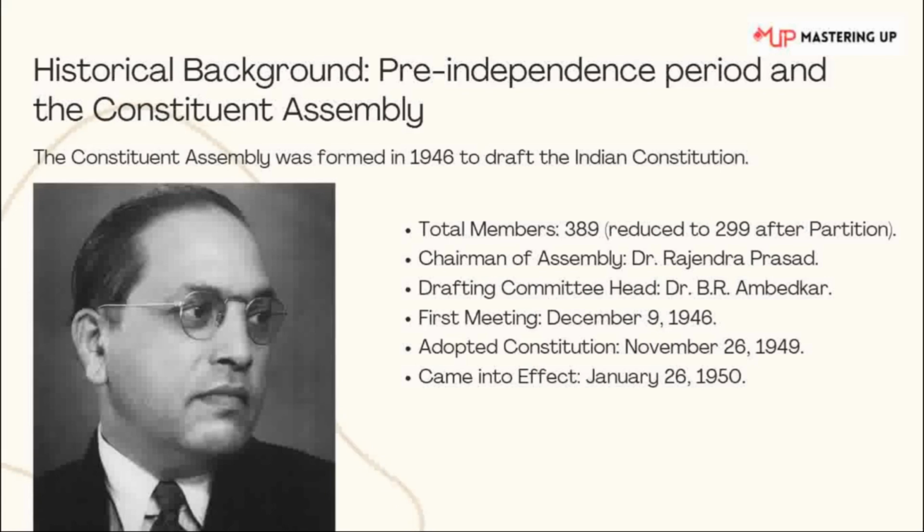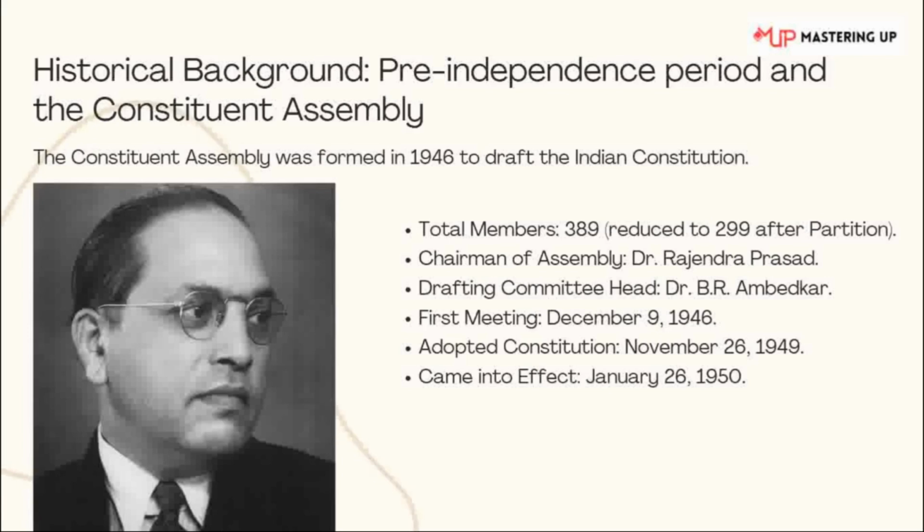It constituted a total of 389 members initially, which was reduced to 299 after partition. Dr. Rajendra Prasad was the chairman of the assembly. Dr. Babasaheb Ambedkar headed the drafting committee. The Constituent Assembly held its first meeting on December 9, 1946.